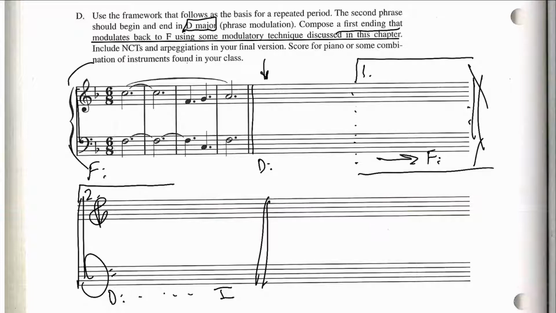What they were talking about is they wanted you to compose this D major to D major thing first, so you have a complete picture of the D major phrase, and then go back and compose a first ending. But I think that's a silly way to explain it. This is how it should have been explained. Use the given information. That's this stuff. Use the given information as a framework for a phrase in F major. Start a second phrase with a direct modulation into D major.